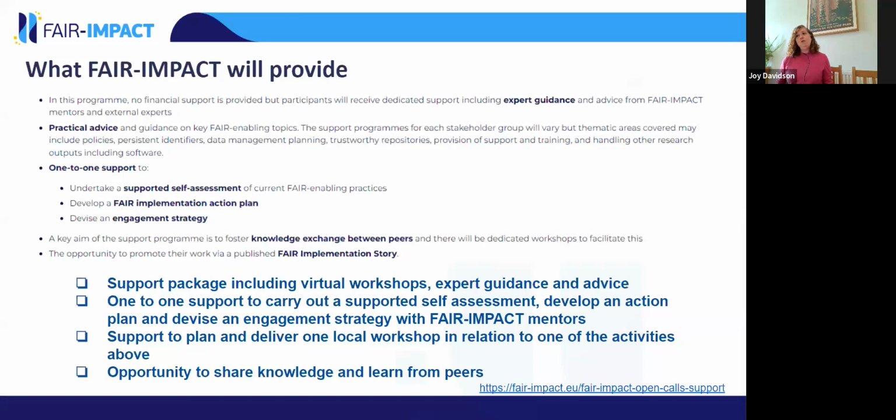The other thing that we'll be doing with this particular support program, we want to work with the successful applicants to at least do one kind of local workshop. And it would be virtual for the FAIR Impact team. It might be in person for you, but we want to help the successful applicants to plan and deliver one local workshop. And it could be in relation to the self-assessment or the action plan or the engagement strategy, but that would be one of the support actions that we'll work on.